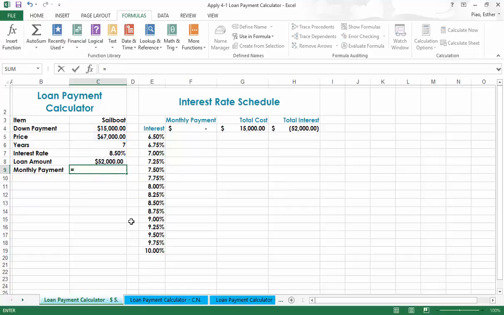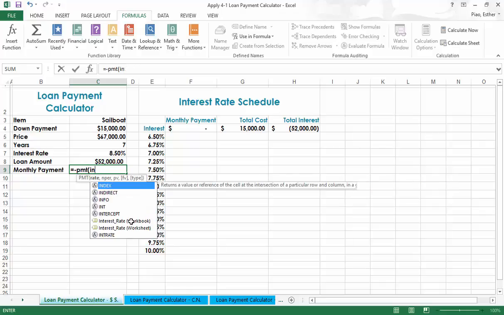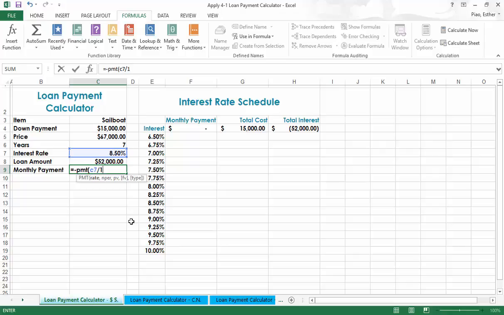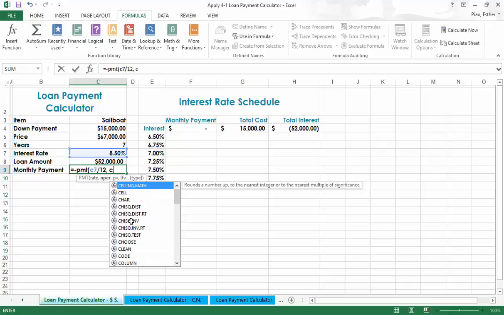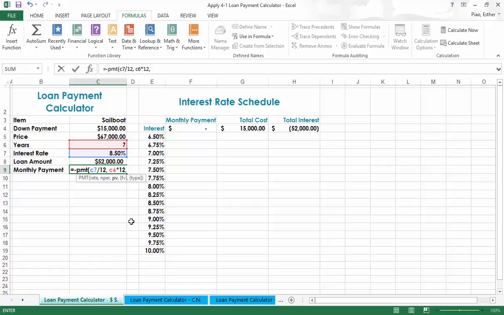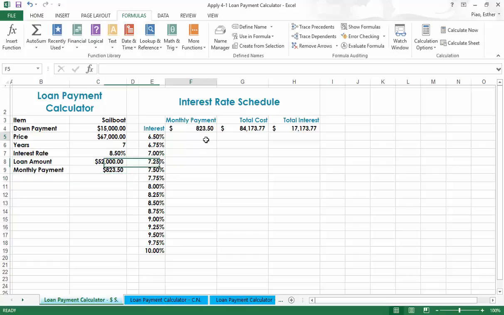For monthly payment, without using cell names, you can do it like minus PMT, interest rate. I'm sorry, it's going to be C7 divided by 12. The number of payments is C6 times 12, and your loan amount is going to be stored in C8. This is the way you would do that, and you would do the same for the ones in this row. So what you would do is minus PMT.